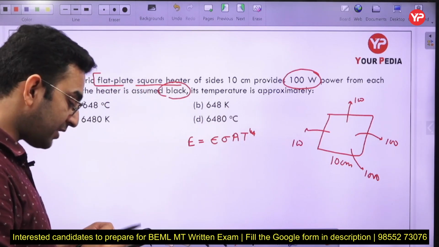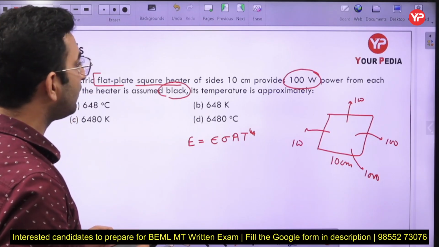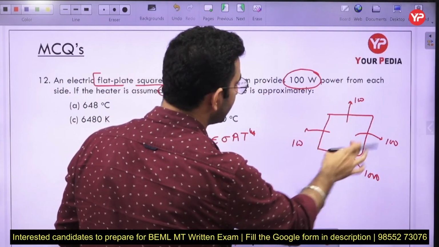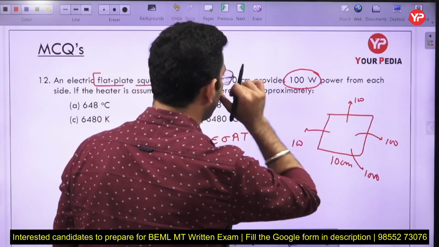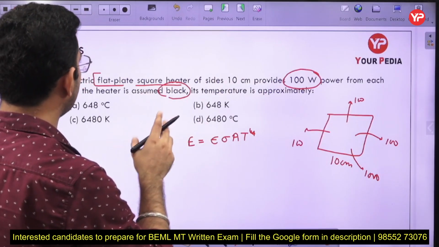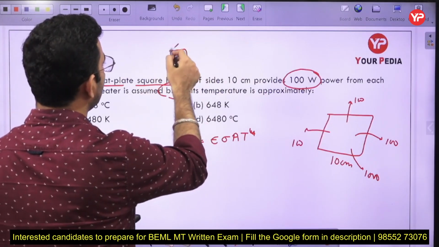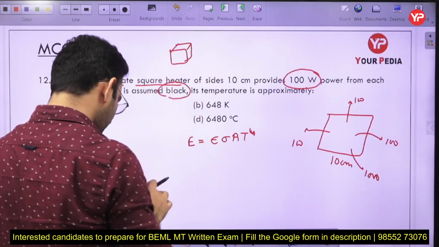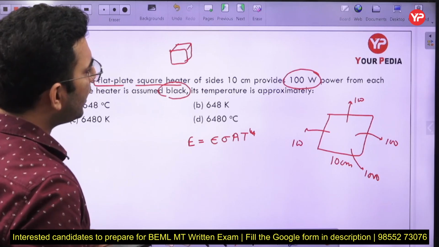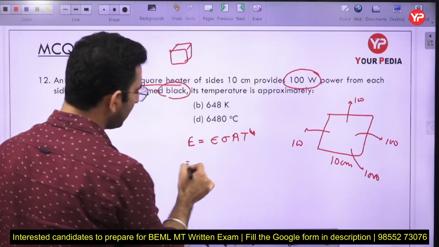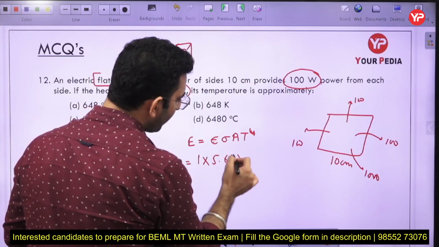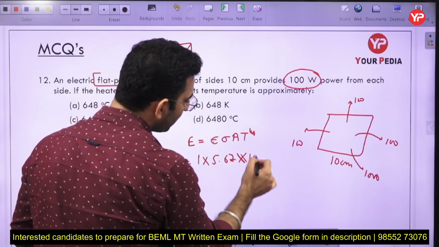Okay, now in this case, the side is given to us as 10 centimeter. So if you just see from each side, you are going to get the answer here. The area of this square heater is going to be... emissivity is going to be 1, and sigma is going to be 5.67 into 10 to the power minus 8.